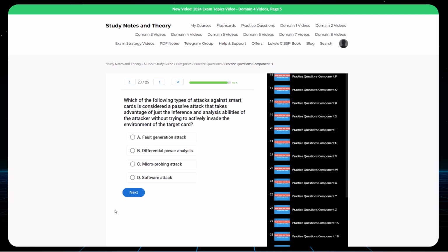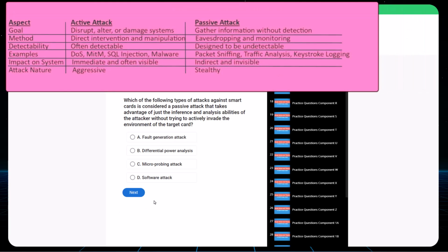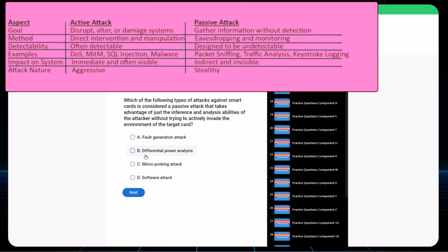And next is, which of the following types of attacks against smart cards is considered a passive attack that takes advantage of just the inference and analysis abilities of the attacker without trying to actively invade the environment of the target card? So we're looking for a passive attack, not an active attack. An active attack is one that's touching the system and interacting with it, and you can detect that. A passive attack's more like in the background, just observing things.